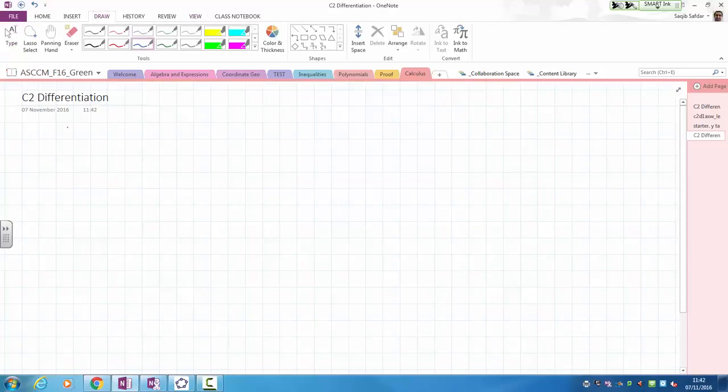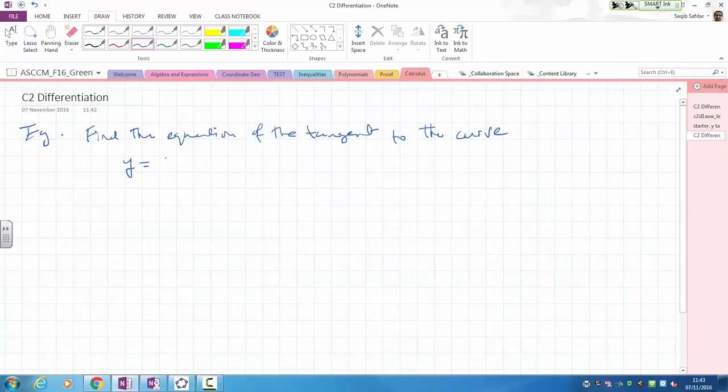Okay. What I'd like us to do is consider the following. I'll write down an example. Say you had to find the equation of the tangent to the curve y equals 2x cubed take away 3x at the point where x equals 1.